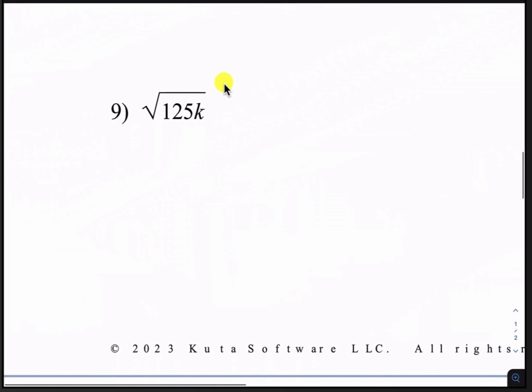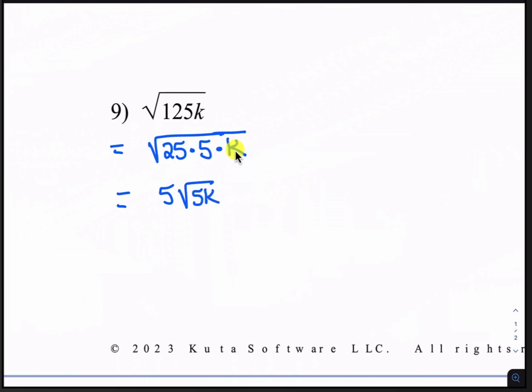Number 9, square root of 125k. 125 is not a perfect square, but 125 is 25 times 5. So we can rewrite this as 25 times 5 times k. 25 is a perfect square. The square root of 25 is 5, because 5 times 5 is 25. This 5 will stay under the radical, and the k stays under the radical. So our answer is 5 times the square root of 5k.